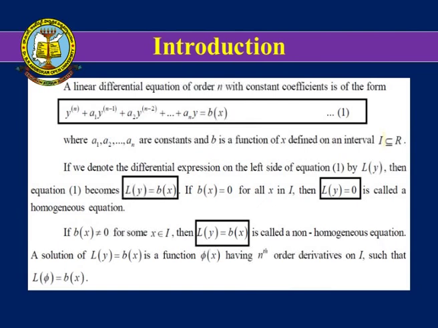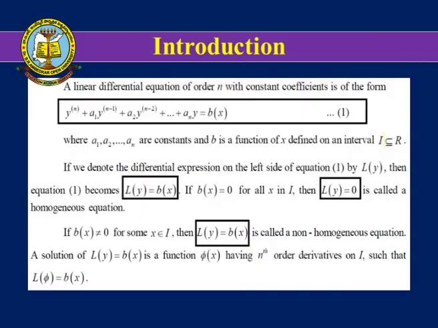This kind of linear differential equation is represented as L of y equal to b of x. Here L of y is the left side term and b of x is the right side term. If the right side term is equal to 0, the differential equation is called a homogeneous linear differential equation. If b of x is not equal to 0 in L of y equal to b of x, it is called a non-homogeneous linear differential equation.